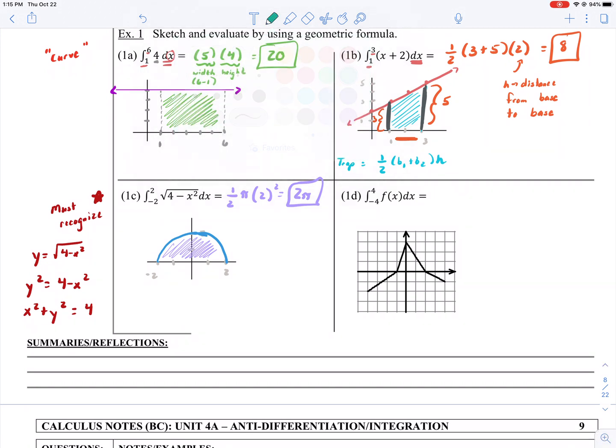Obviously, this is some sort of piecewise function. I've just got a series of lines that I'm working with. What I need you to know is that anything below the x-axis is considered negative. Below x-axis is negative. That is what we will call negative area. And the more we work with it, the more familiar you'll be. The more we apply it, the easier that will be to understand. But below the x-axis is going to be negative area.